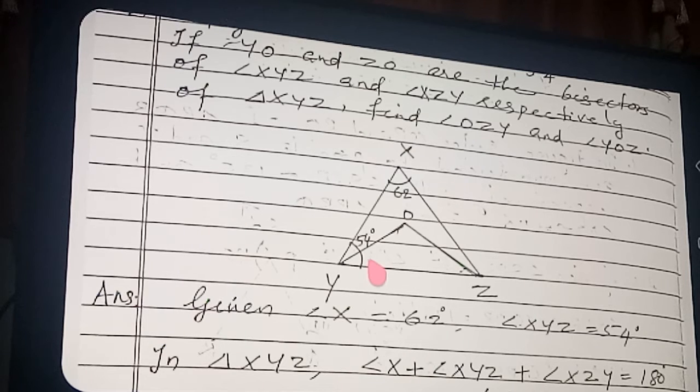So the bisector of a line segment means it is passing through the midpoint. Here bisector means this ray YO is bisecting this angle into two equal parts. For example, this is 30, this is also 30. If this is 10 and this is also 10, that means it is dividing into two equal parts. So this whole angle XYZ, you know how much?